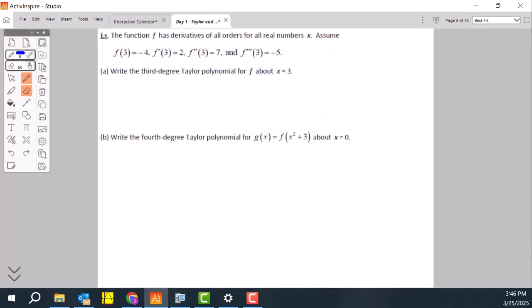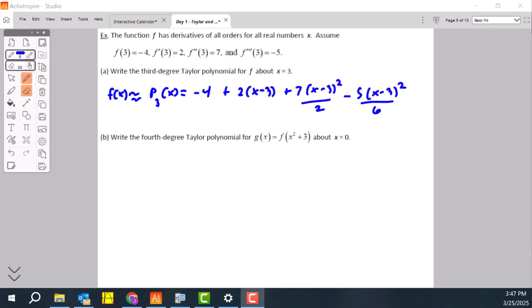Okay, this is another one we can see. We're writing the third degree Taylor polynomial for f about x equals 3. I'm going to jump ahead and get this written, and then we'll talk about b. You can pause the video and try on your own if you want. Okay, so here's our expanded polynomial. Now we'll notice this is centered at 3. And when we look at part B, it wants us to find f of x squared plus 3.